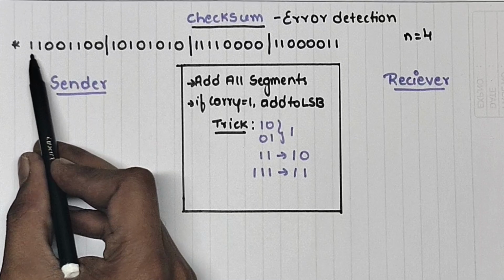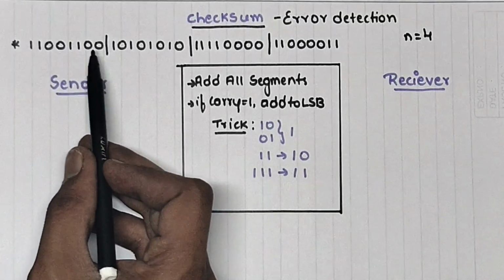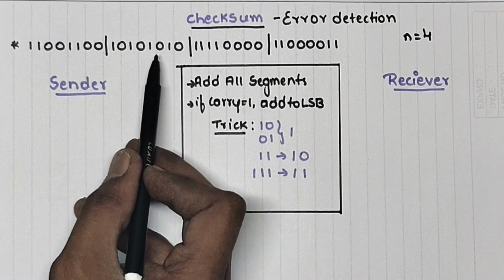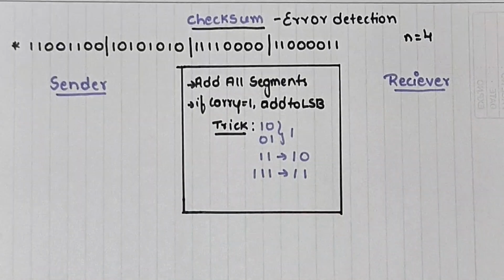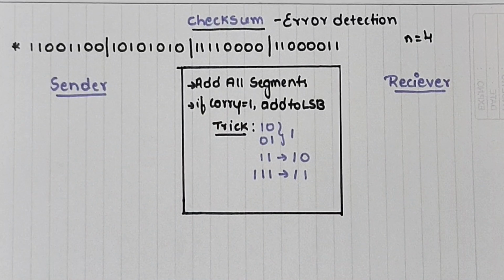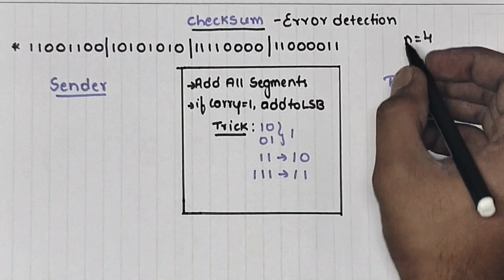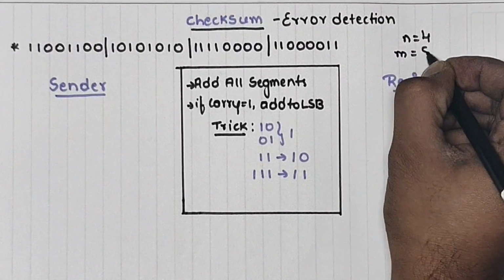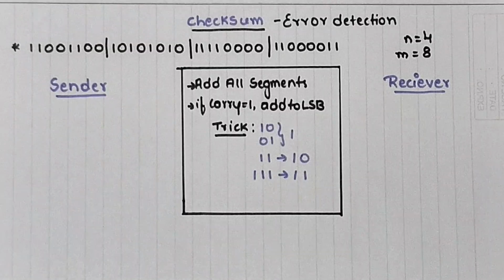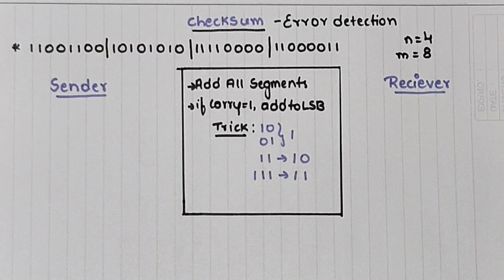If you see, the first frame has 2, 4, 6, 8 bits. In the second one also, third one also, fourth one also, all the frames will have 8 bits. So you can write m is equal to 8. N is the number of frames and m is the number of bits.